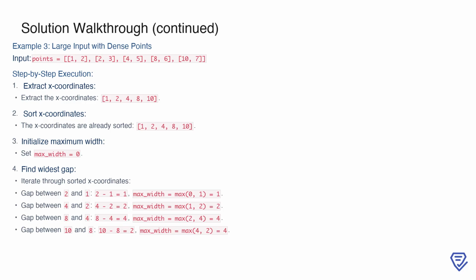Now, let's consider an input with more points and a wider range of x-coordinates: (1, 2), (2, 3), (4, 5), (8, 6), (10, 7). First, we extract the x-coordinates, which gives 1, 2, 4, 8, 10. These x-coordinates are already sorted, so there's no need to reorder them.